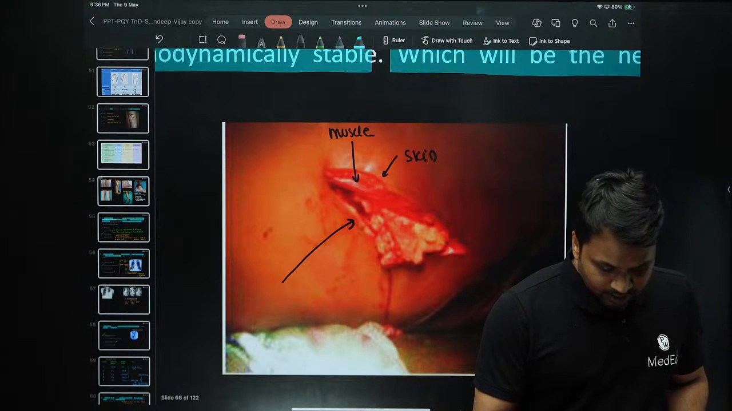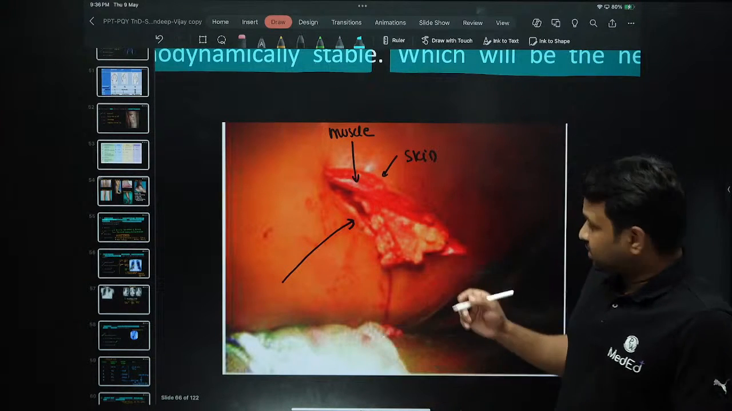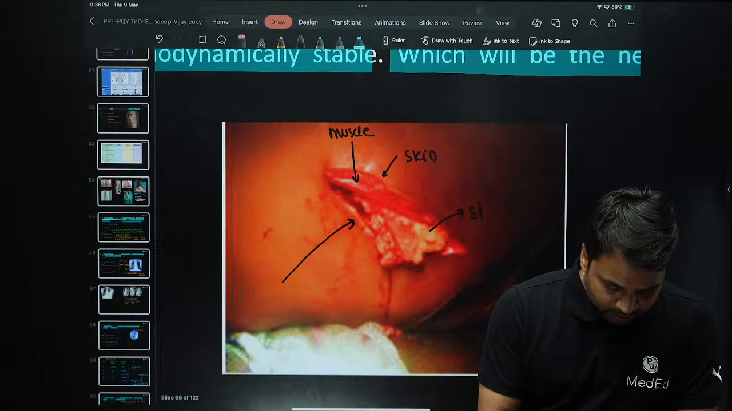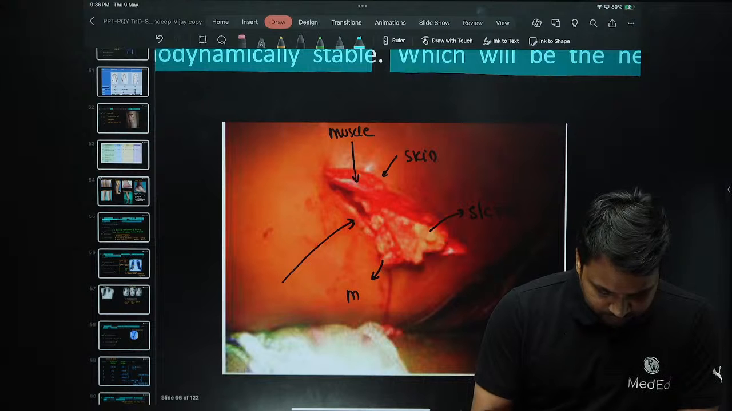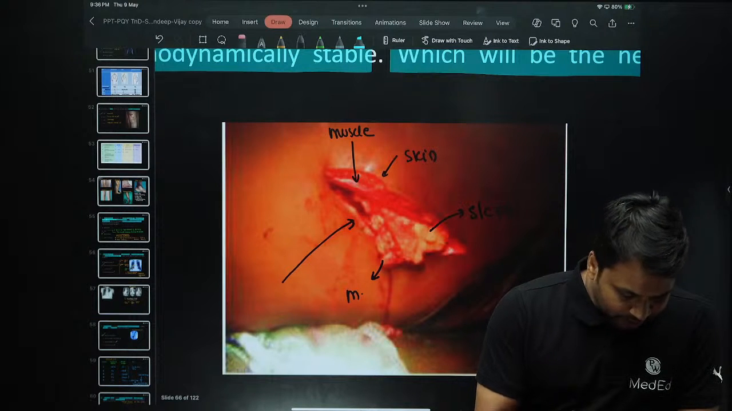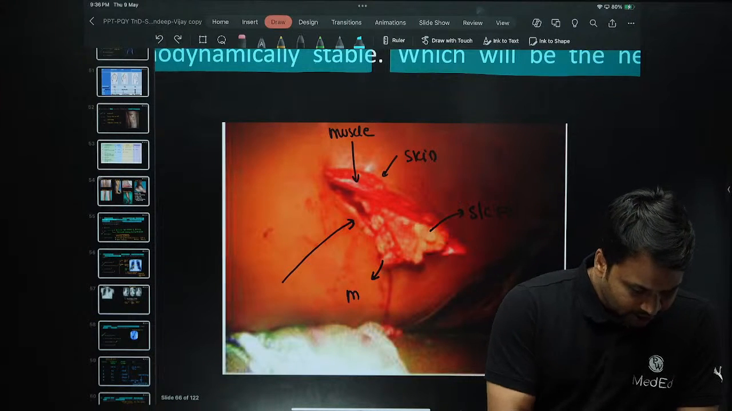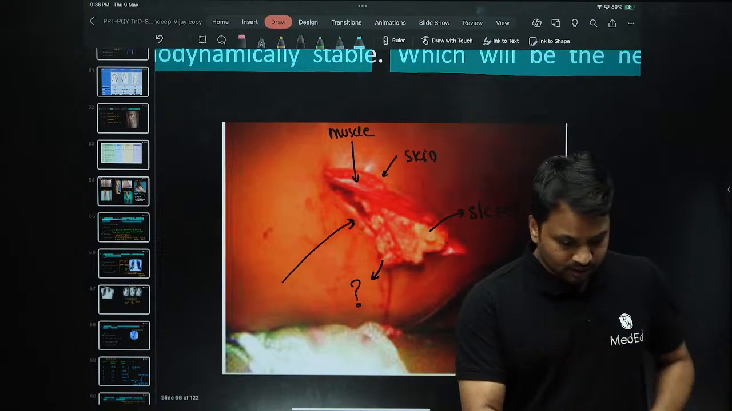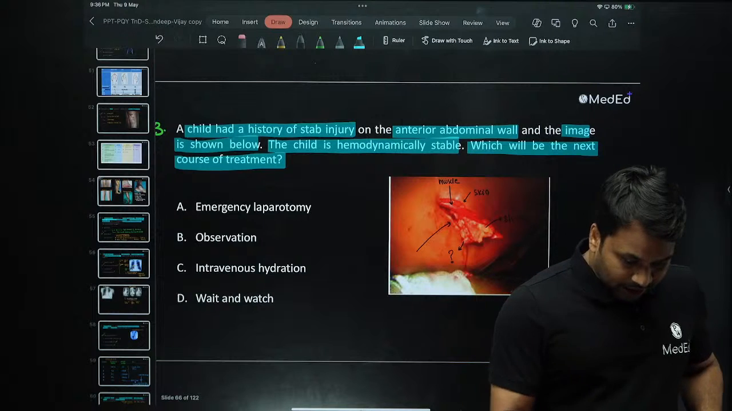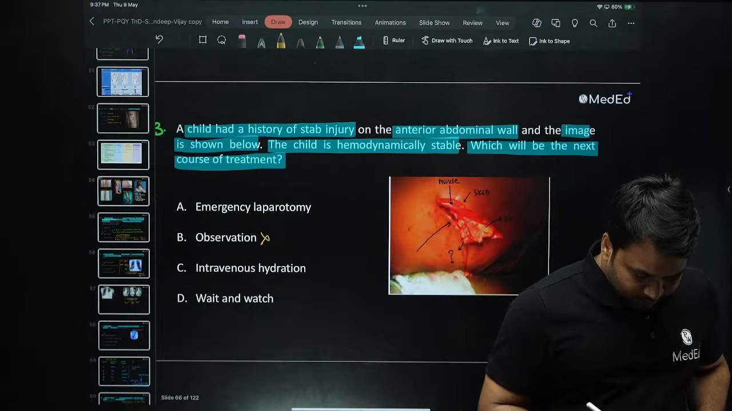When you look at this component, this upper part is your subcutaneous fat. This looks like mesenteric fat or the omental fat. It could be anything. So it is not very clear, so I'm not going to comment much on that. Okay.